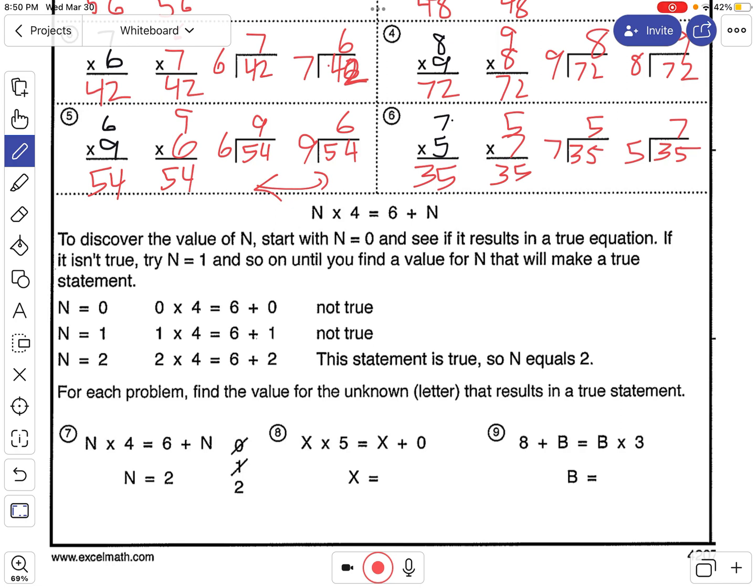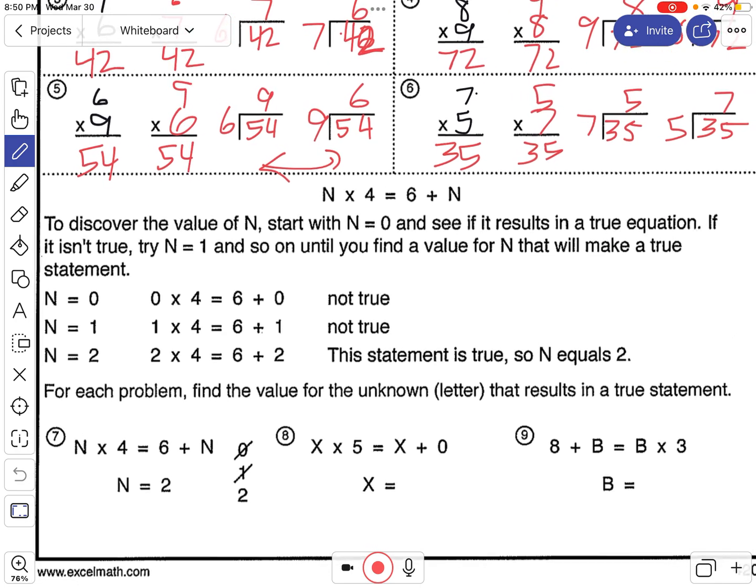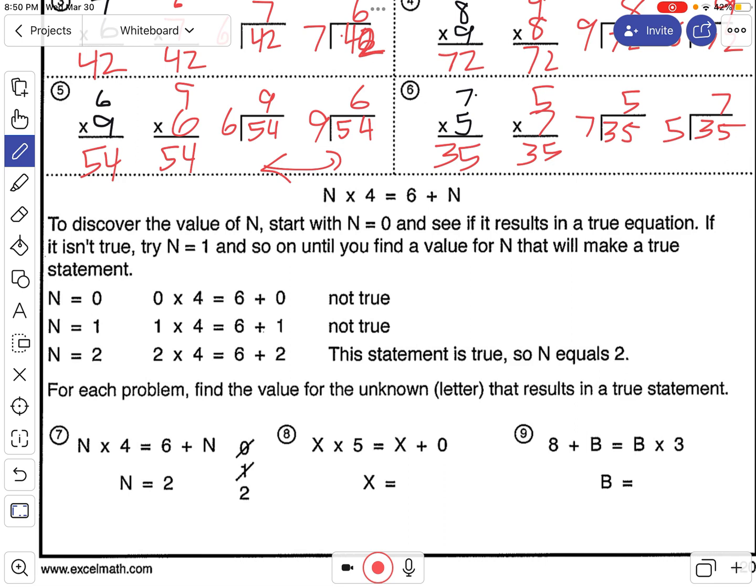Now we're going to do a brand new type of problem. We're going to use a method we call guess and check. N times 4 equals 6 plus n. That n means it's a missing number. And you have to figure out what that missing number is. And since they both say n, that means it's the same missing number. If there's a 1 right here, there has to be a 1 over there. If the left has a 2, there's got to be a 2 on the right, and so on.